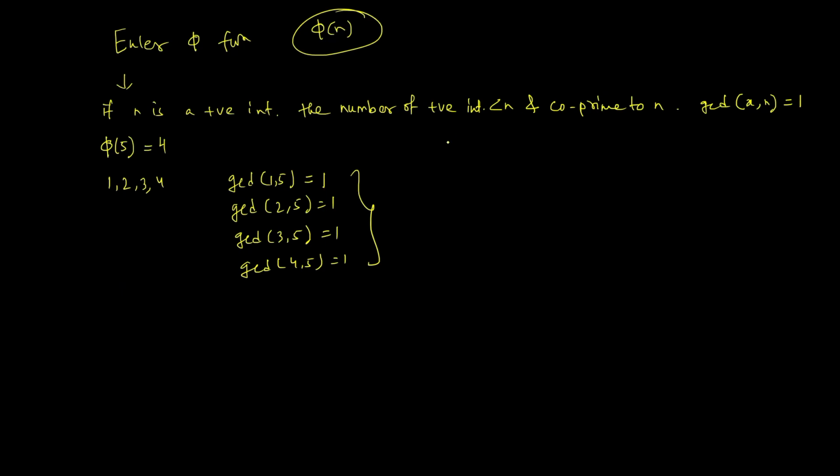Similarly, you can find phi of 10. You will see 1, 2, 3, 4, 5, 6, 7, 8, 9. These are the positive integers less than 10. Out of these numbers, the GCD of 1 and 10, 3 and 10, 7 and 10, and 9 and 10 will be 1. So phi of 10 will be 4. A total of 4 numbers give GCD 1, and they are less than 10 as well. So this is our phi function.